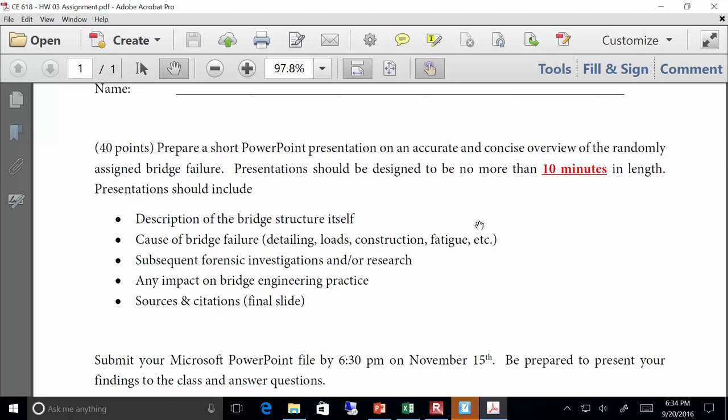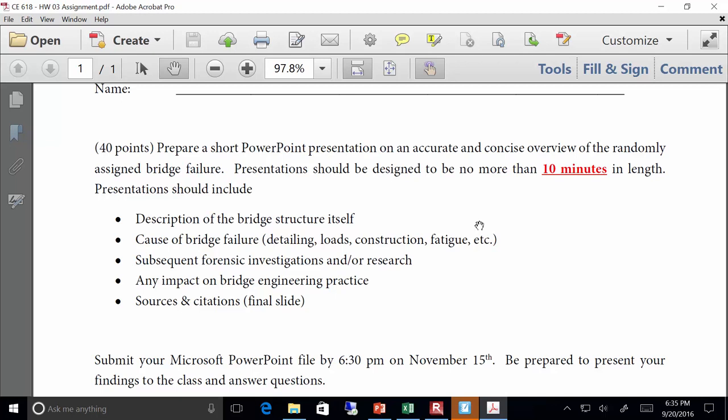So the presentation should include a description of the bridge itself. Tell us what you're presenting on. Tell us what happened. What was the cause of the bridge failure? Were there any investigations, any research on the topic, anything that was learned about the particular event? Was there any impact on bridge engineering practice? Did we learn from this particular bridge failure, and did it cause us to change the way that we design bridges in the future? And make sure your final slide has sources and citations.